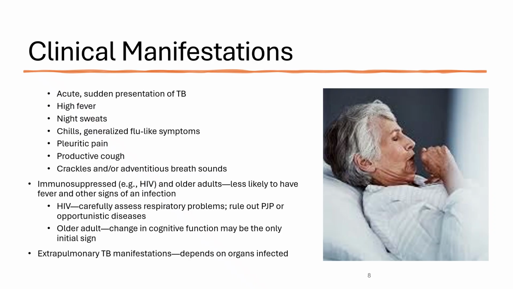Immunosuppressed people, like those with HIV, and older adults are less likely to have fever and other signs of infection. So with HIV, carefully assess respiratory problems and rule out PJP or opportunistic diseases. In older adults, a change in cognitive function may be the only initial sign. If they were more alert and now they seem more confused and don't understand things, that would be another sign. Extrapulmonary TB manifestation depends on the organs that are affected.